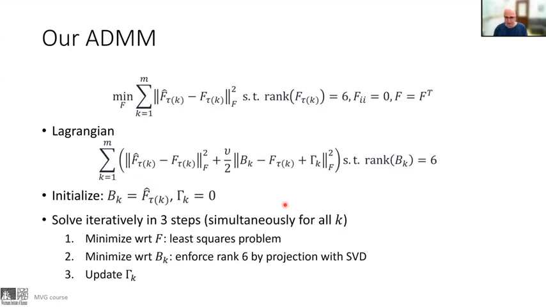Okay, so what we want to do is to minimize the difference between our measured fundamental matrices and the consistent recovered fundamental matrices over the triangles, subject to the constraint that the rank over each triangle is 6, which is not a linear constraint. Okay.